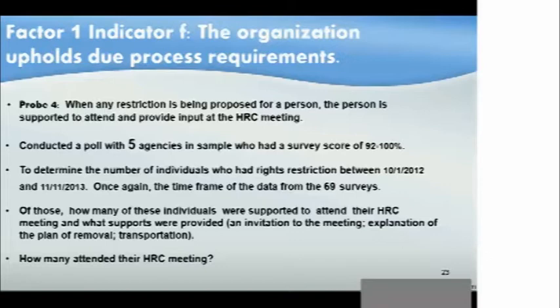I wanted to determine the number of individuals who had rights restrictions between 10/1/2012 and 11/11/2013. Once again, the time frame of the data from the 69 surveys. And of those, how many of these individuals were supported to attend their HRC meeting, and what supports were provided? Well, what I found out is they got an invitation to the meeting, their plan of removal was explained to them, and they received transportation to the meeting. Well, how many attended their HRC meeting?